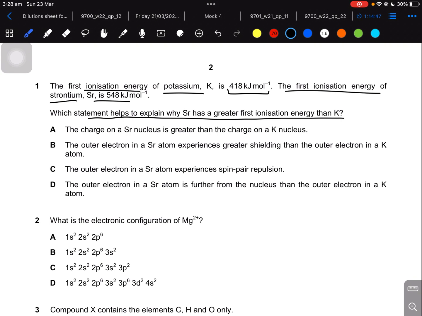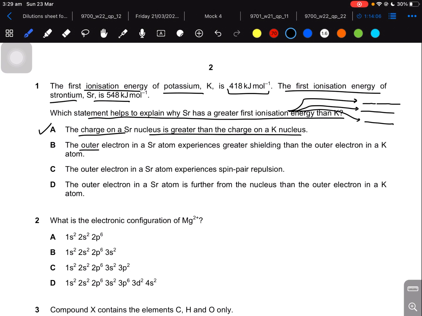Okay, so for first ionisation energy, the factors are the distance between the nucleus and the outer shell electrons, the shielding effect, and the nuclear charge. So let's see, if you look at the periodic table, you can see that strontium does have a charge larger than K, but okay, yeah, that checks out.